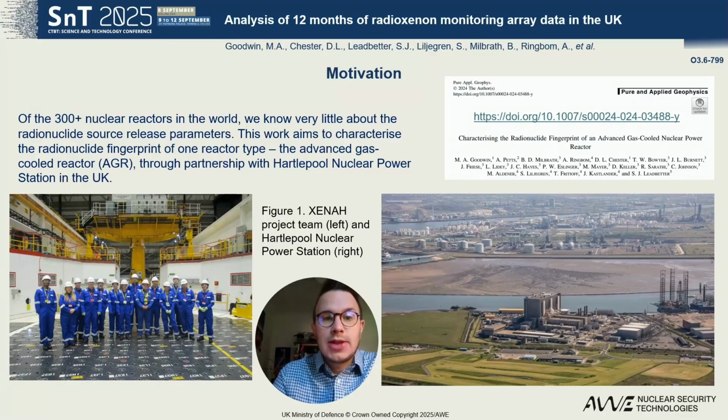So in this work, we aim to characterize the radionuclide fingerprint of one particular reactor type, which is the Advanced Gas-Cooled Reactor, or AGR. There aren't many of these reactors in the world. They're mostly based in the UK, and one of them is Hartlepool Nuclear Power Station, which has 2 reactors. You can see the photo of when the team was stood on top of one of the pile caps at the Hartlepool station. You can find more information on the background of the project and the overall aims and the work that we've been doing over the last few years in the linked publication here as well.